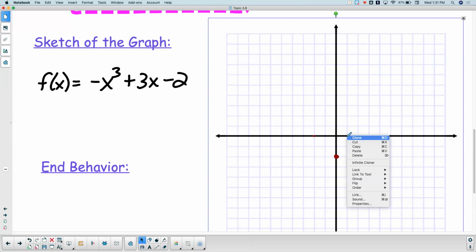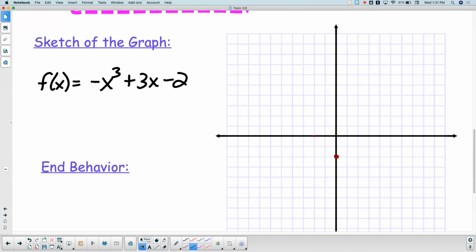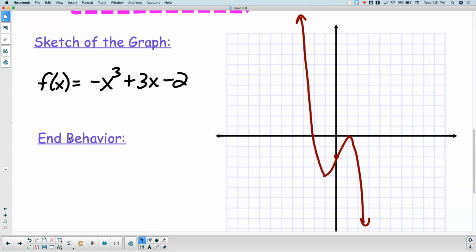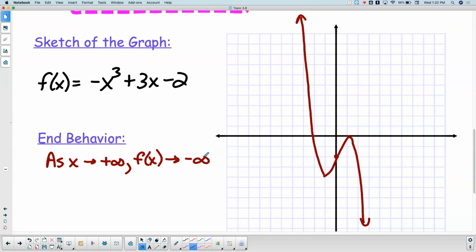So based upon that, this one goes like this. Because we have an odd degree, they are going in opposite directions. Because we have a negative lead coefficient, it's going down and to the right and up and to the left. So my end behavior in the proper form would be: as x goes to positive infinity, f of x goes to negative infinity. That's one of them.